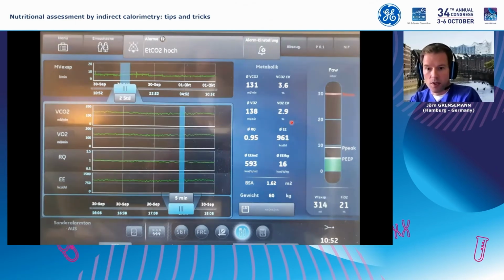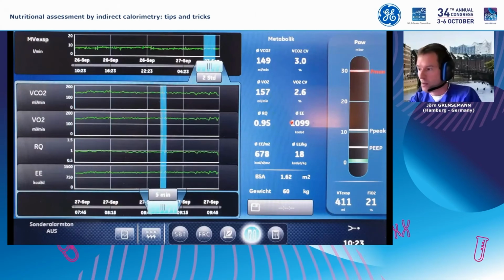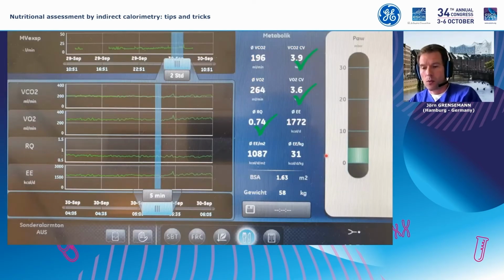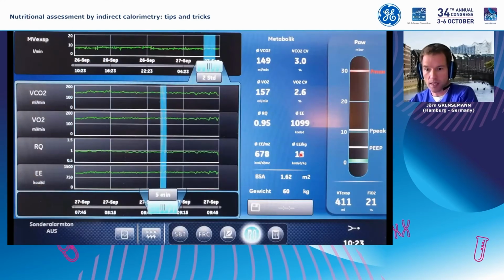Sorry, I just wanted to go back to this patient here. The first one, I wanted to point out that in this case, this was a patient with sepsis who was in the reconvalescence phase, and he required 31 kilocalories per kilogram per day, so far more than we would have given him when we just would have used the 24 kilocalories formula.